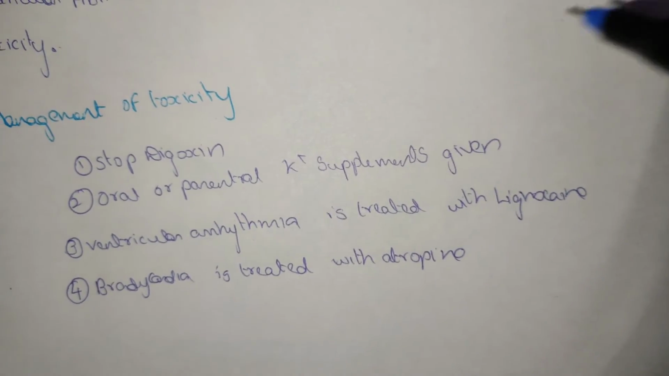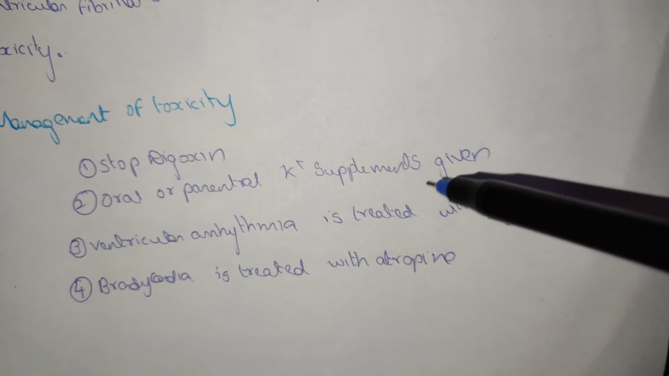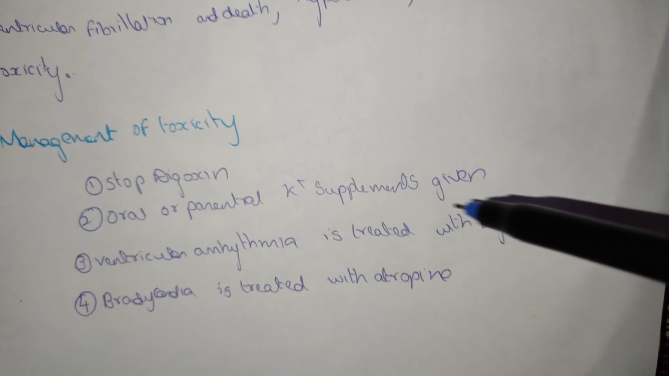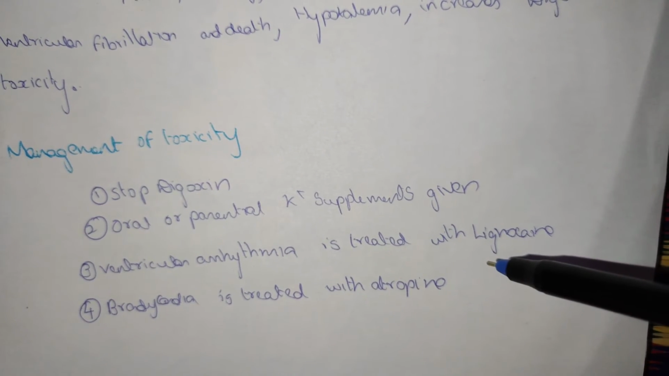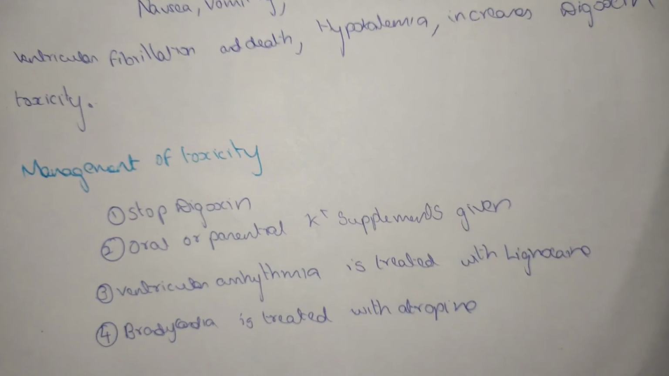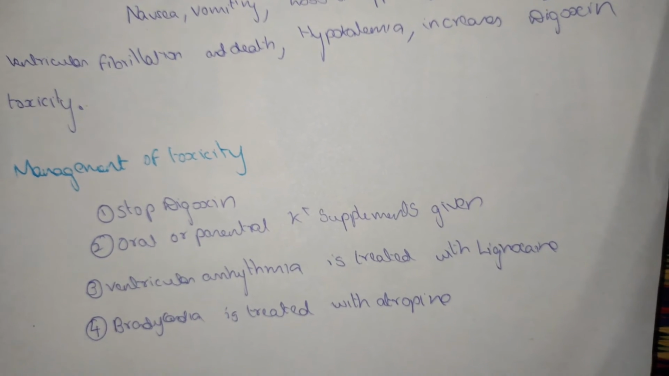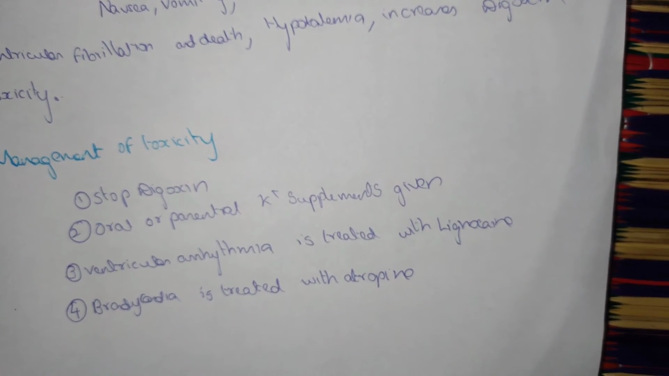Management of the toxicity: stop the digoxin. Oral or parenteral K+ supplements, which is potassium supplements, are given. Ventricular arrhythmia is treated with lignocaine, and bradycardia is treated with atropine. This is the management of toxicity when too much digoxin has been given.